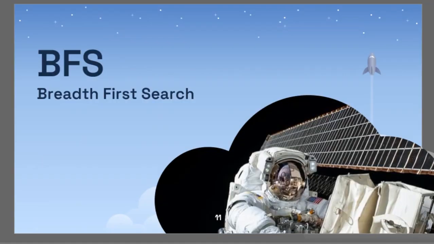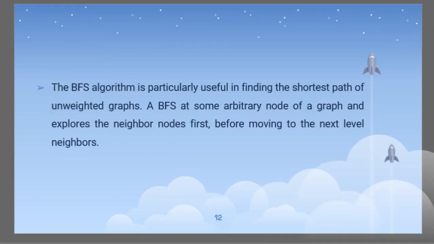Next, we have the breadth first search. So, this BFS or the breadth first search algorithm is particularly useful in finding the shortest path of unweighted graphs. So, specifically, si breadth first search applicable siya kay traveling salesman problem kasi they are both finding the shortest path possible. So, a BFS at some arbitrary node.